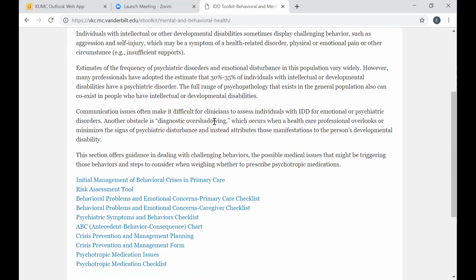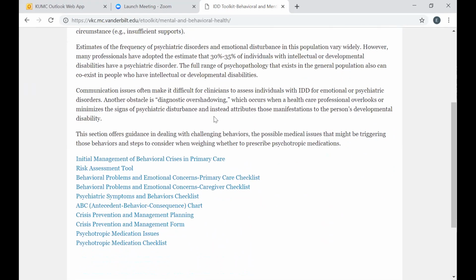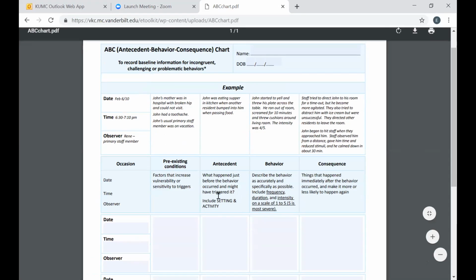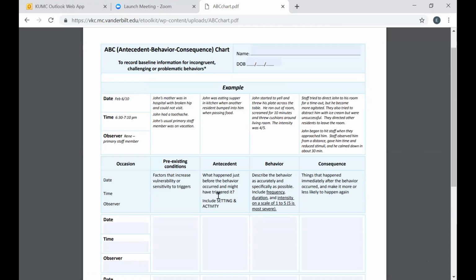So were you going to say something? That's a great point. Yes. Families are heading into the summer and the change in structure, so thank you for mentioning that. Yes. I like the ABC chart too, what happened before, what was the behavior, what happened afterwards, which is key to trying to figure out what happened before, what was the behavior, and what was the outcome of that.